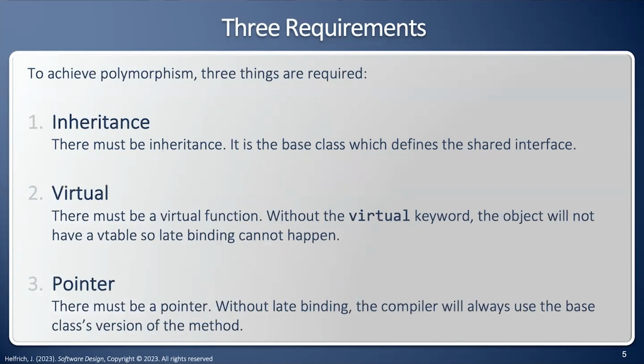And the final thing is you must have a pointer. This allows the program to decide which flavor is being utilized at a given moment in time, rather than the compiler. And that is the very essence of late binding.